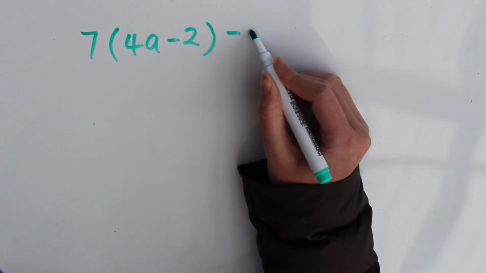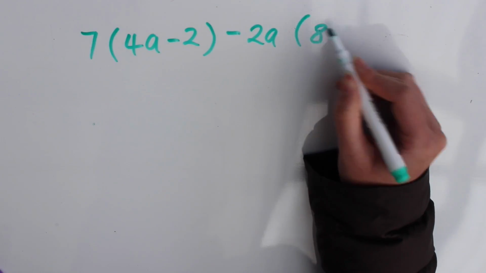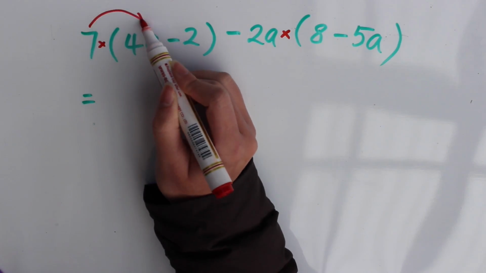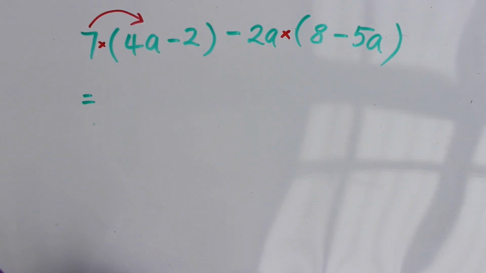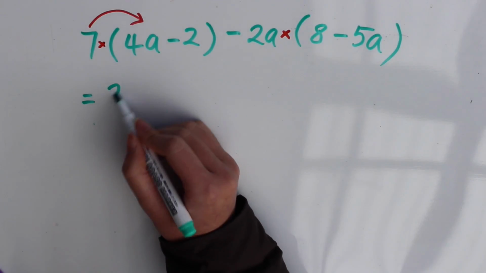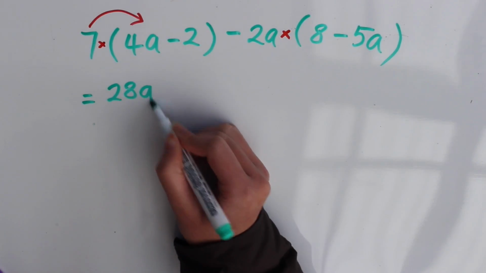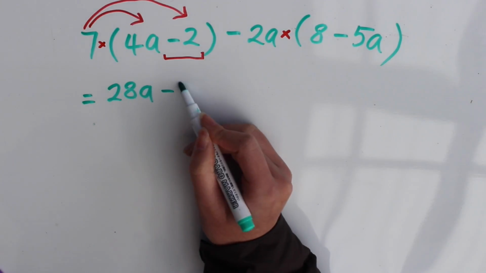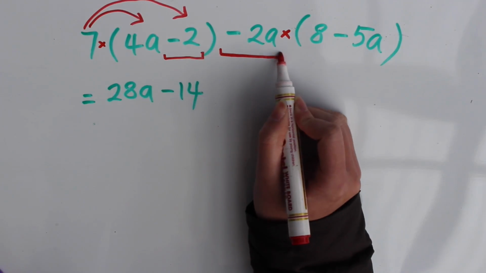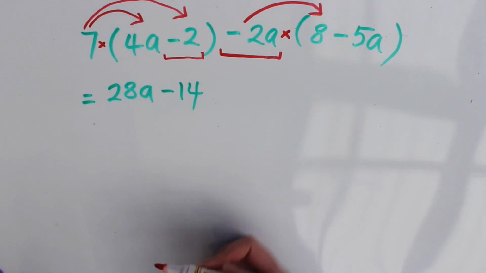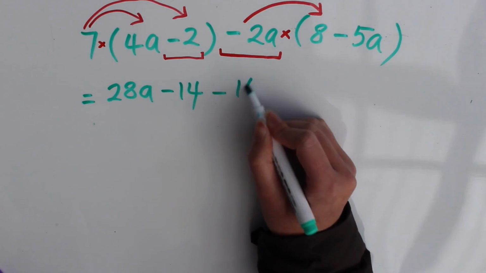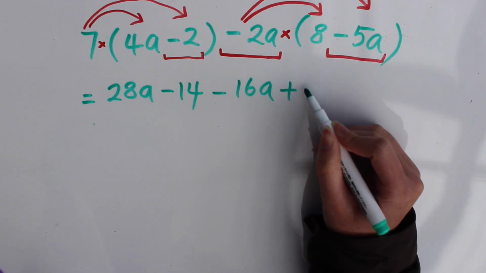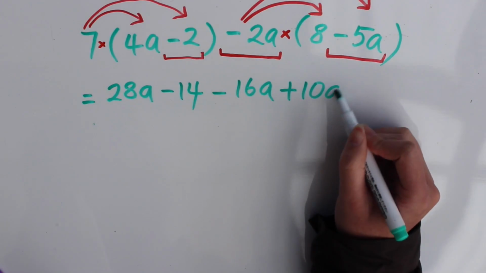The next question is slightly longer and a bit more complicated, but don't worry, it's actually really simple. First, 7 is multiplied by everything within the bracket. 7 times 4a gives us 28a. 7 times negative 2 is negative 14. Negative 2a times 8 gives us negative 16a. Negative 2a times negative 5a gives us a positive 10a squared.